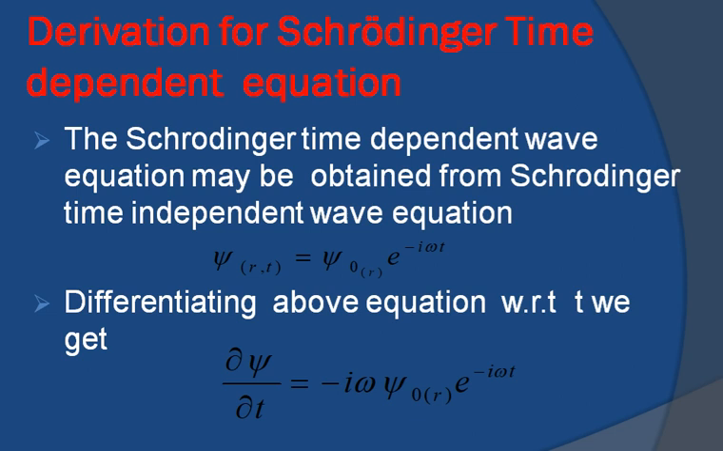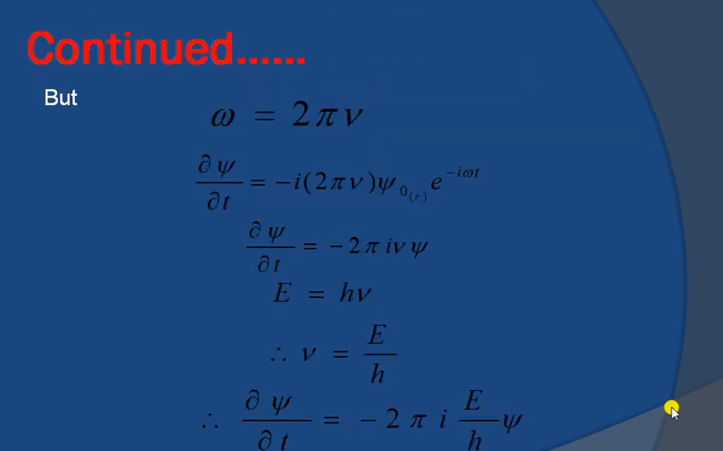The Schrodinger time dependent wave equation may be obtained from Schrodinger time independent wave equation, and for that we have to consider psi, which is the wave function. It is equal to psi 0 e raised to power minus i omega t. Differentiating the above equation with respect to t, we get dou psi by dou t equal to minus i omega psi 0 e raised to power minus i omega t.